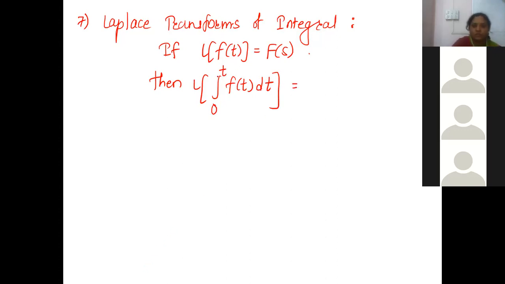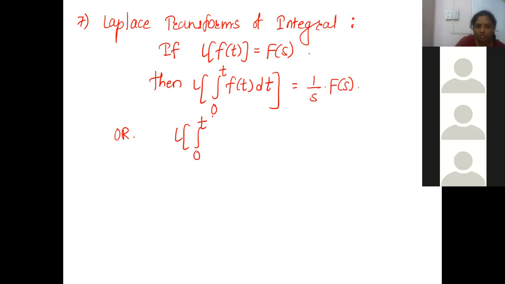So if we are integrating from 0 to t on this side, on the other hand side you should divide your function F of s by s. Are you getting the property? If you are integrating from 0 to t on the left hand side, on the other hand side you should divide F of s by s.